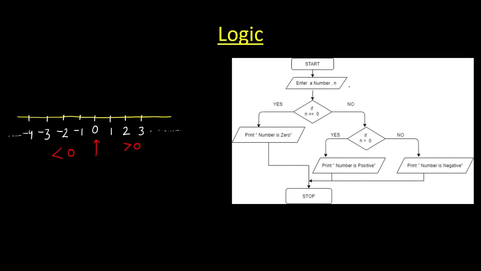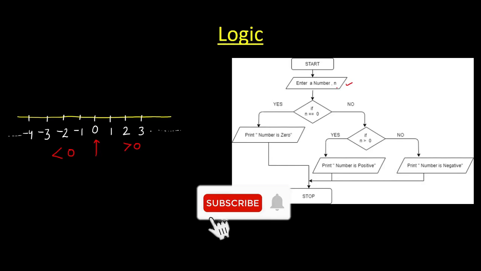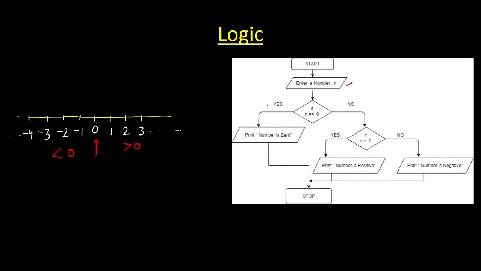So, here is the flowchart for our question. First we will be entering a number, say we enter a number n. If that number is 0, then we will come to this yes path and print number is 0, and after that we will stop. Now if number is not 0, then we have two choices on this path. That number can be positive and that number can be negative also. So here we have to again check whether that number is positive or negative.